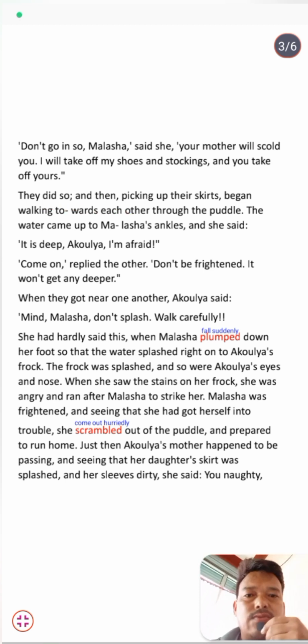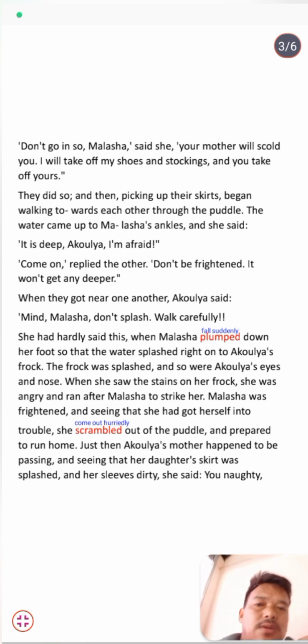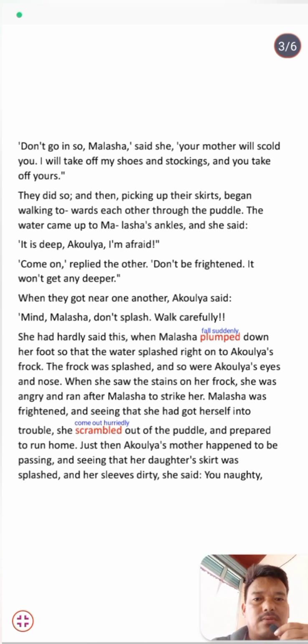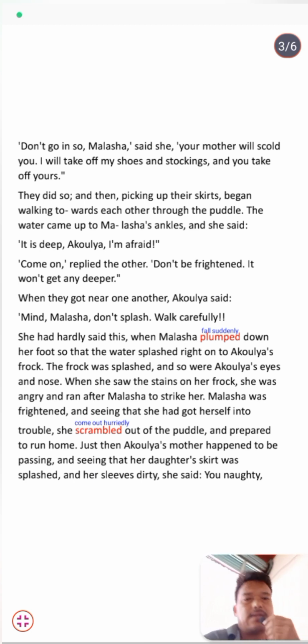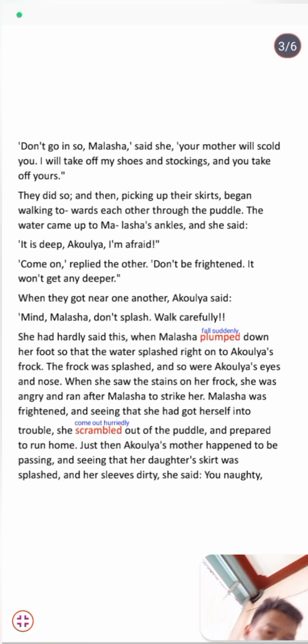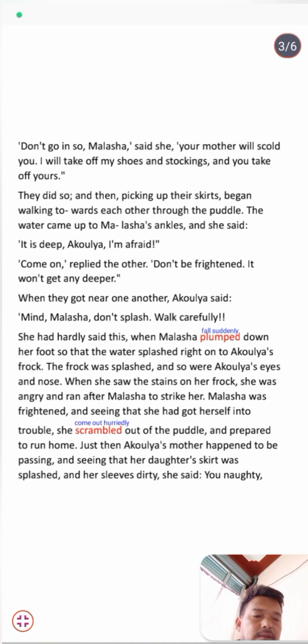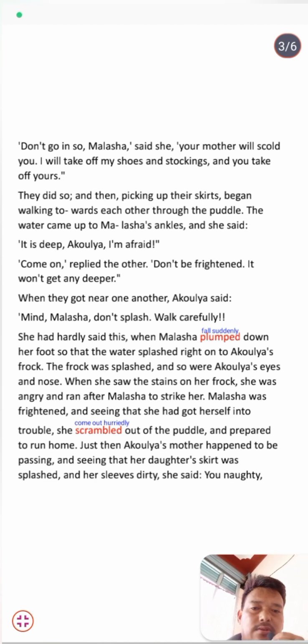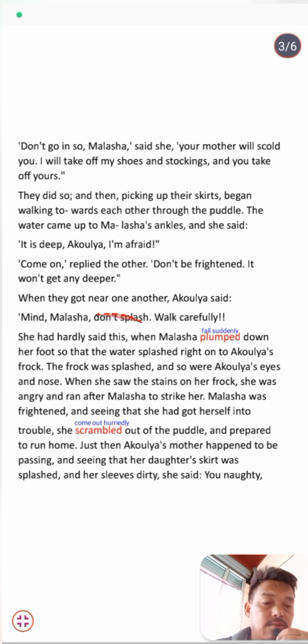They did so, and then picking up their skirts, began walking toward each other through the puddle. Then the water came up to Malasha's ankles, and she said, "It's deep, Alokia, I am afraid." Then she told Malasha not to go ahead, otherwise she would be scared and scolded by her mother. "And I will take my shoes off, and you also take off yours," she told Malasha.